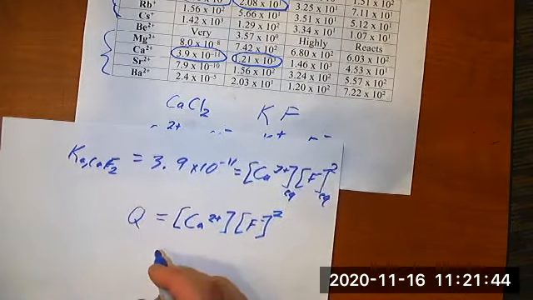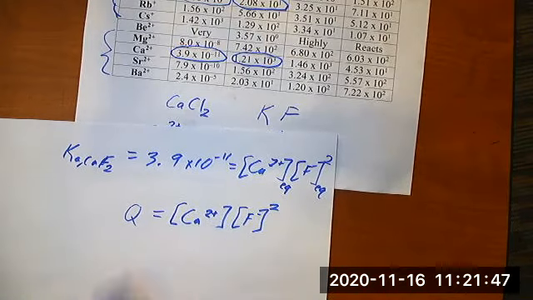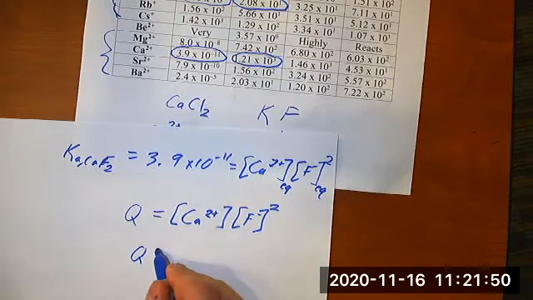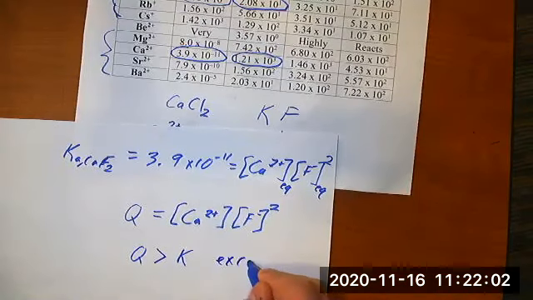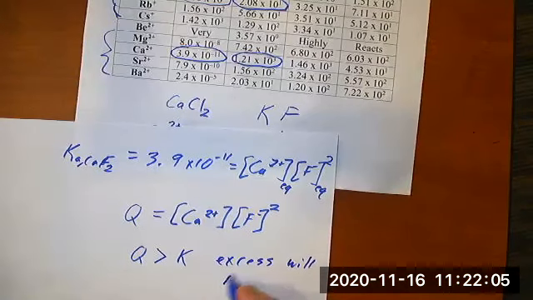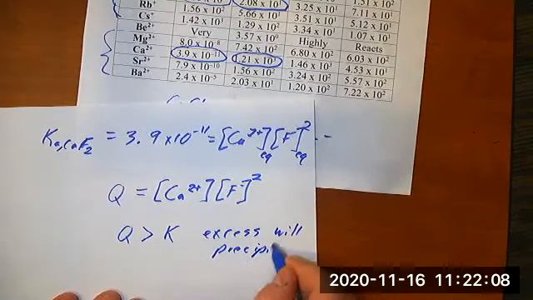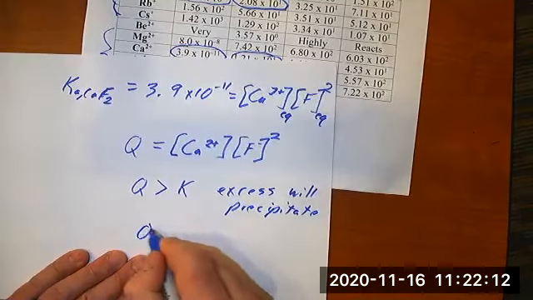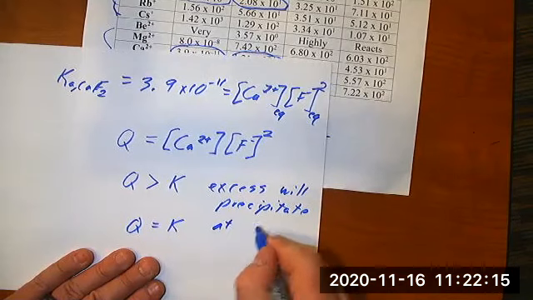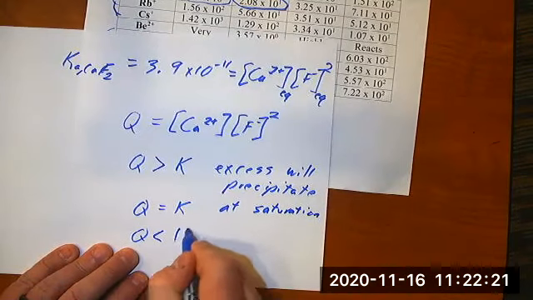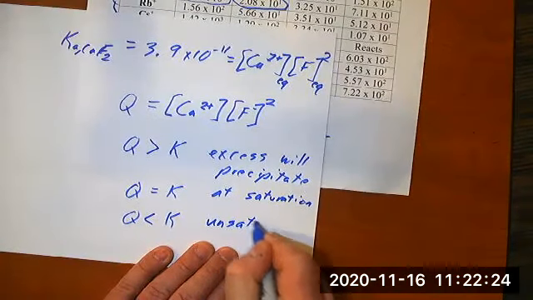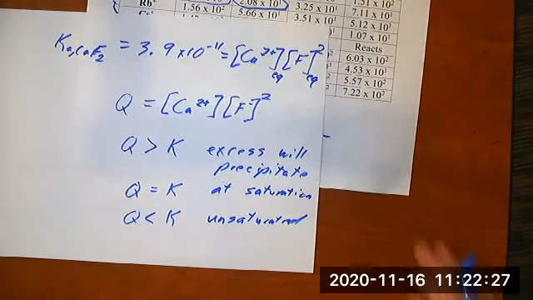Now, if you do this for the values you have for calcium and fluoride, and you get a Q that is larger than K, then that means you have too many ions in solution, and so the excess will precipitate. If Q equals K, then you are at saturation. If Q is less than K, then you are unsaturated, and nothing will precipitate.